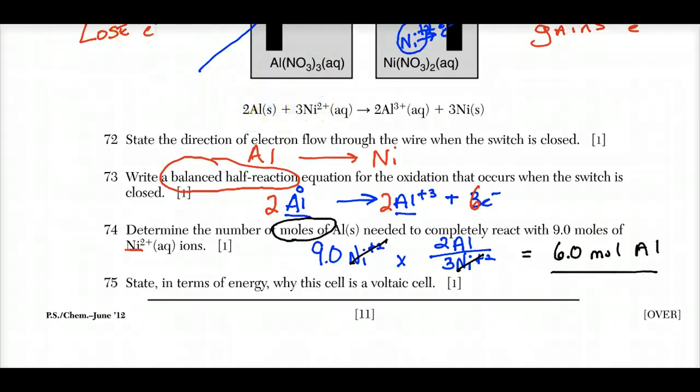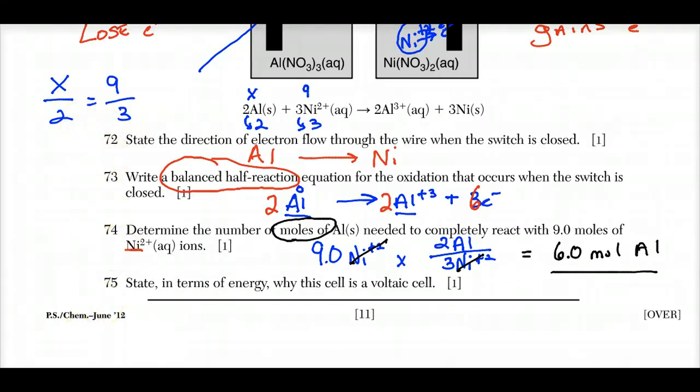Watch. If you have a mole-to-mole problem, here's what you can do. This is my x, and I know I have 9 here, right? Coefficients become the denominator. That becomes 2. This coefficient becomes the denominator is 3. And I have x over 2 equals 9 over 3. And I solve for x, and I'll get 6 as well. Okay? Either way, 6 moles of aluminum is needed.